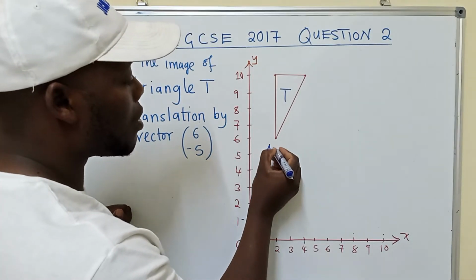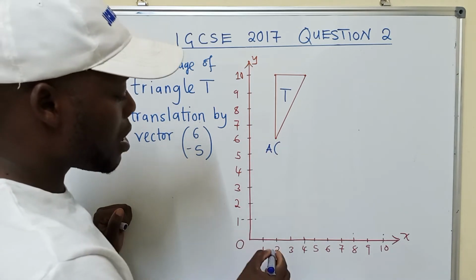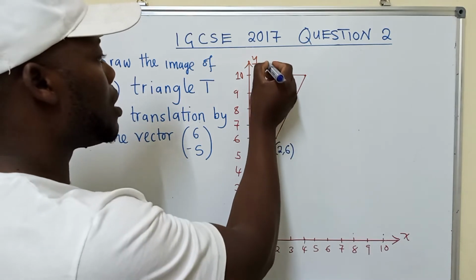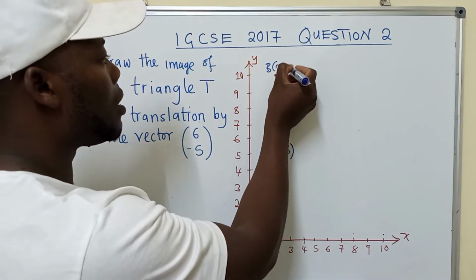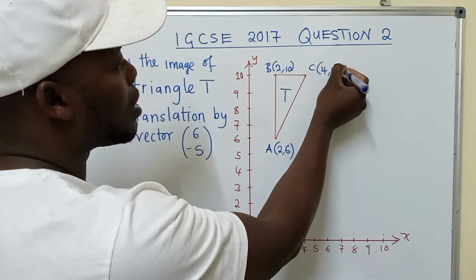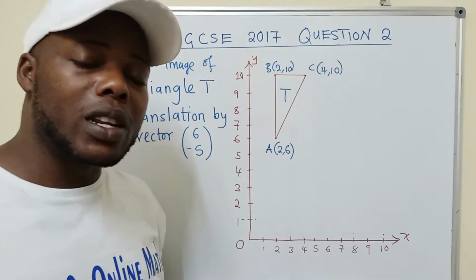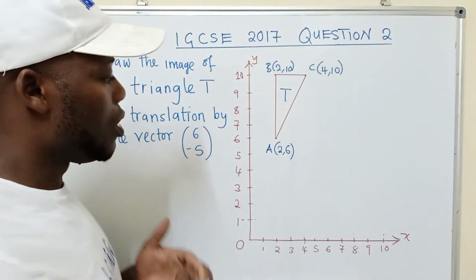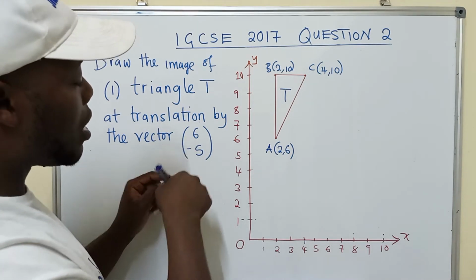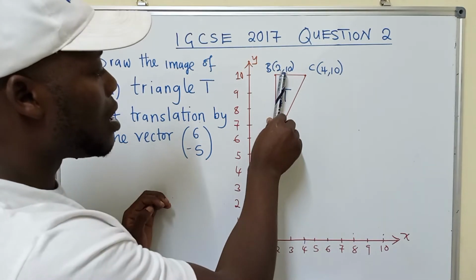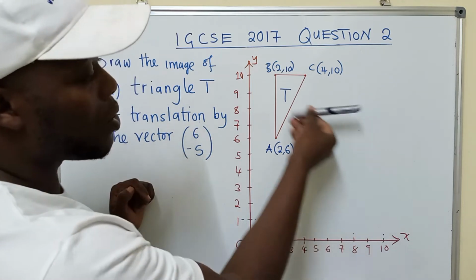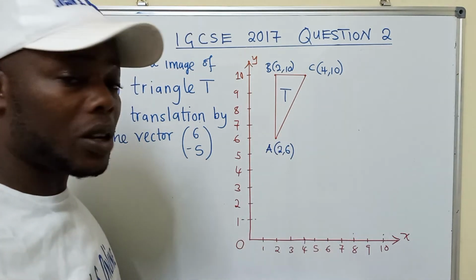So we shall say this is a point A. Point A is (2, 6). Point B is (2, 10). And point C is (4, 10). So once you identify these coordinates, you now check the numbers here, the given vector. The 6 is showing that this triangle will move 6 steps to the right side. And negative 5 shows that it will go down 5 steps.